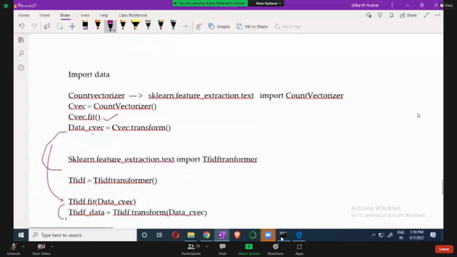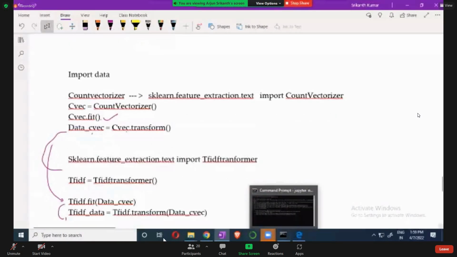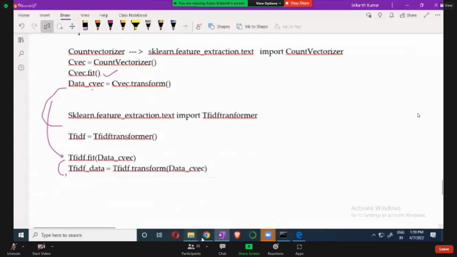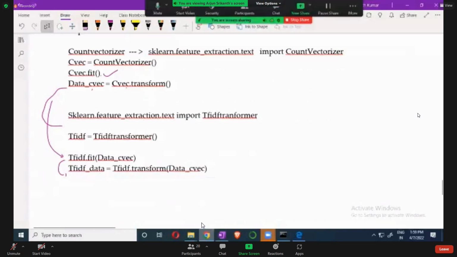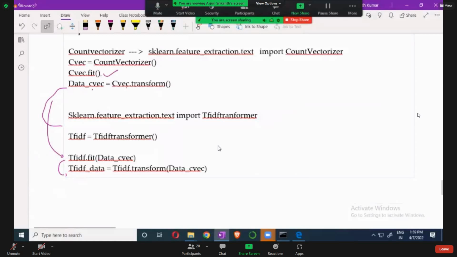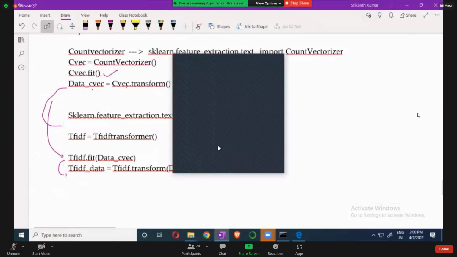Let's do it one after the other, and the data will be very huge. It's not just like that. Based on your target, what is your target? Based on that, you will be getting the output. What is your target data? Based on that, you will get the category.